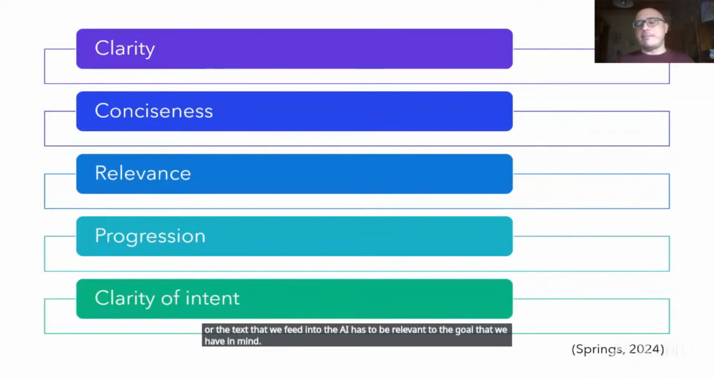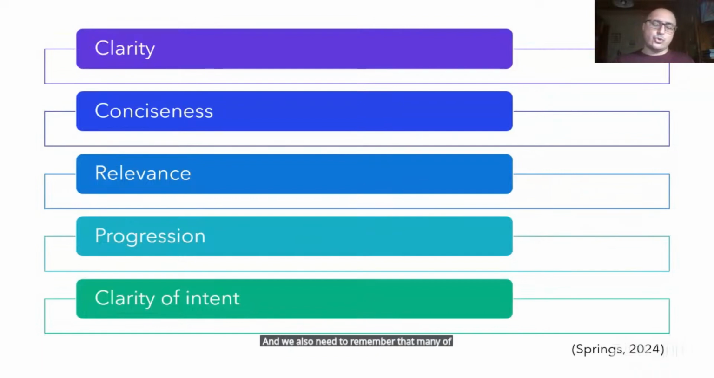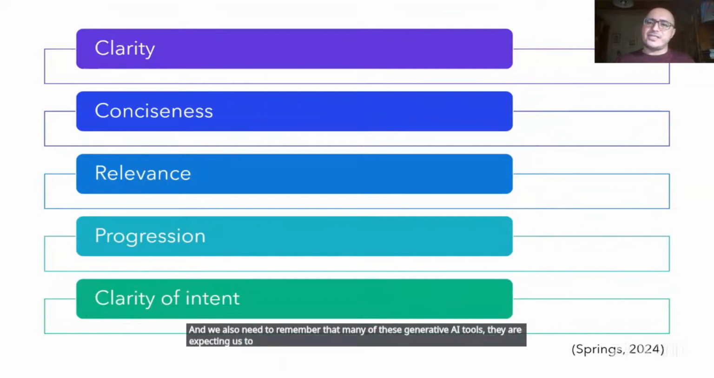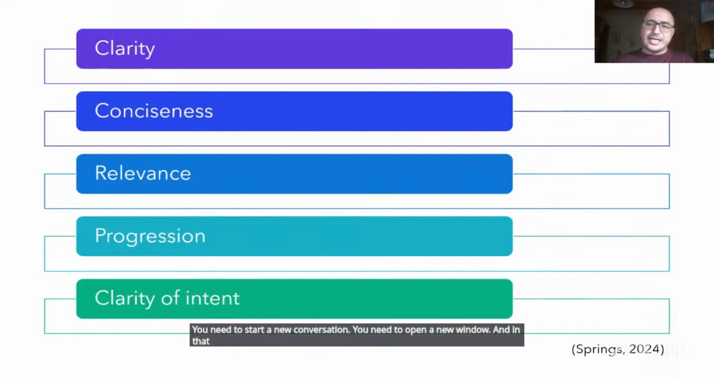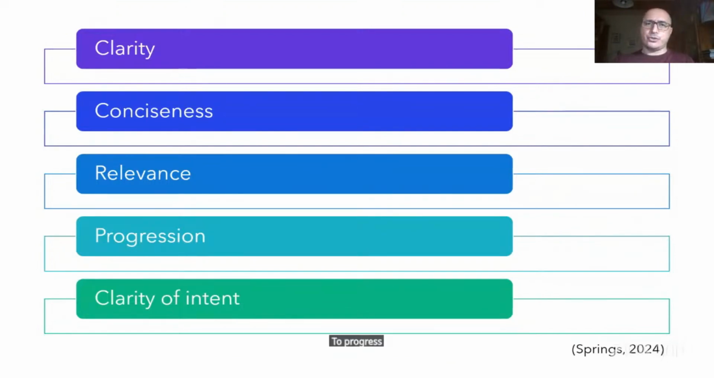And we also need to remember that many of these generative AI tools are expecting us to engage in a conversation. So it's not a single prompt and that's it, but we build on one prompt after another. And that's why it's important that whenever you need to move on to a new task, you need to start a new conversation. You need to open a new window. And in that way, the model is following that conversation and allowing you to refine the output, to progressively refine the output.